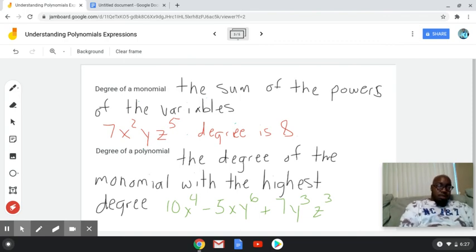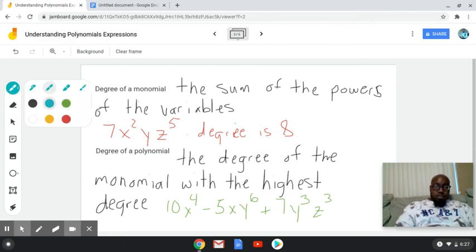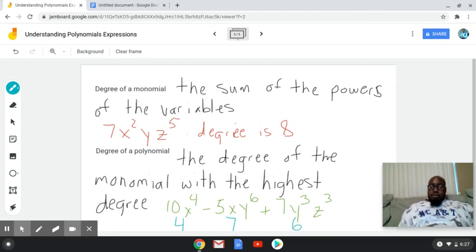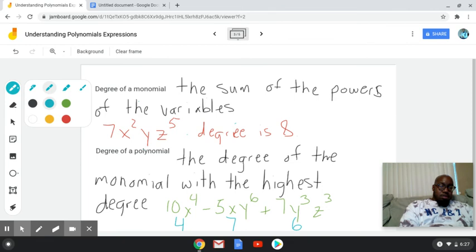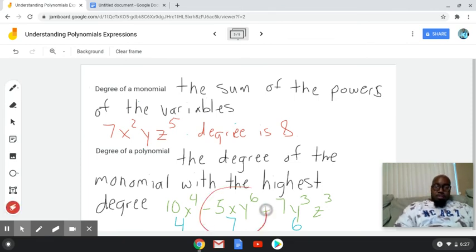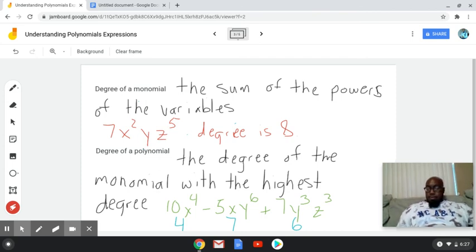So again, if you look at them, this one is 4, 7, 6. Which monomial had the highest degree? You guessed it, it is this one. So what we'll say is that this polynomial altogether has a degree of 7, because this is the highest one. It has a degree of 7.